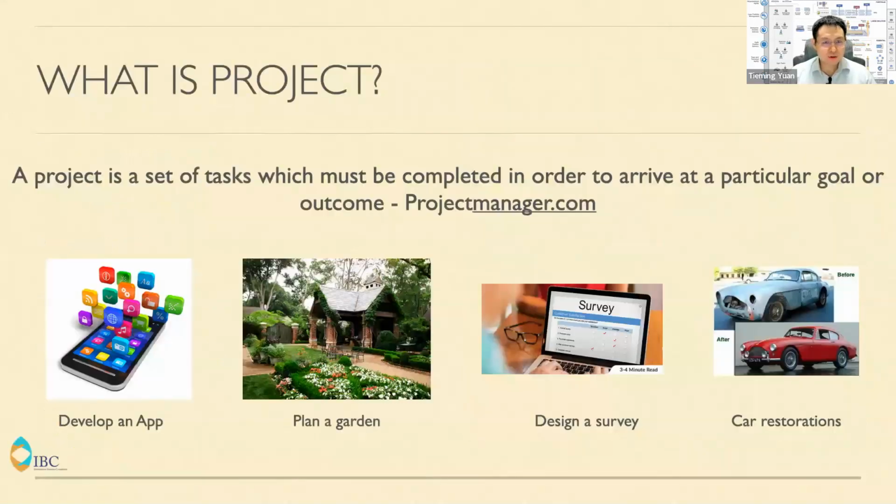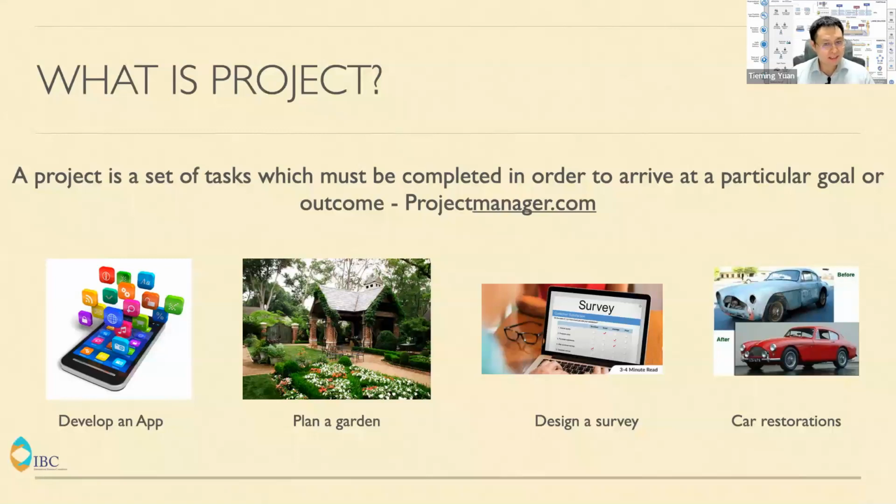So let's start from something that we are familiar with. What is a project? The definition of project by projectmanager.com is: a project is a set of tasks which must be completed in order to arrive at a particular goal or outcome. So remember this definition. It is a set of tasks. So develop an app. We break down this project into a set of tasks. So for example, I need to create a login button. I need to create the payment function. I need to create maybe the delivery options.